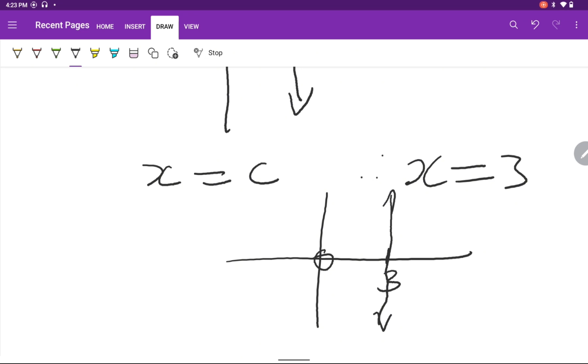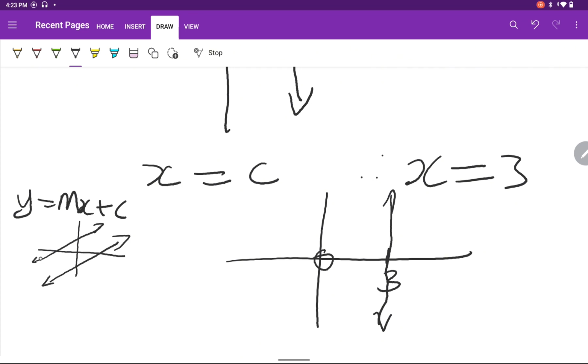The first one, we said it's y equals to mx plus c. Let me revise just what I said here. We said it's y equals to mx plus c. In this case, it will cut both the axes. It will cut the x-axis and the y-axis. This is where it's positive. It will cut both the x-axis and the y-axis. This is when it is negative.